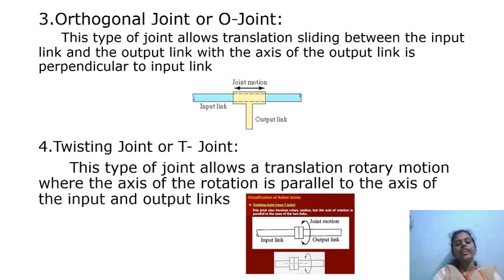And then what is twisting joint or T joint? This type of joint allows a rotatory motion where the axis of the rotation is parallel to the axis of the input and output links. Here, these input link and output link are parallel and these are connected by the twisting joint.